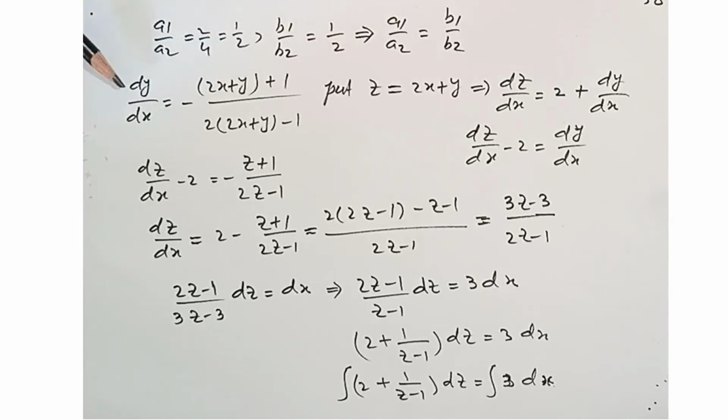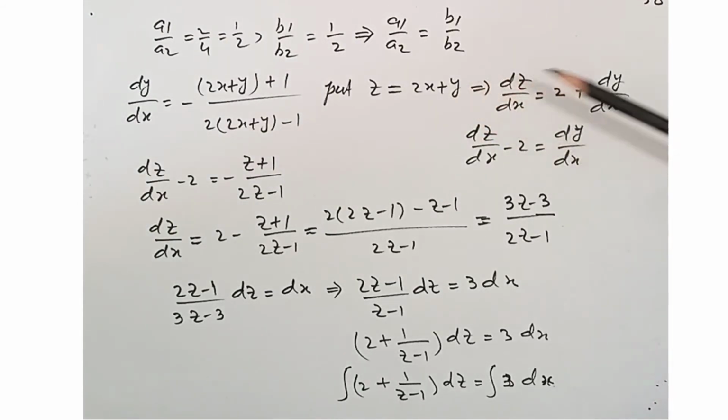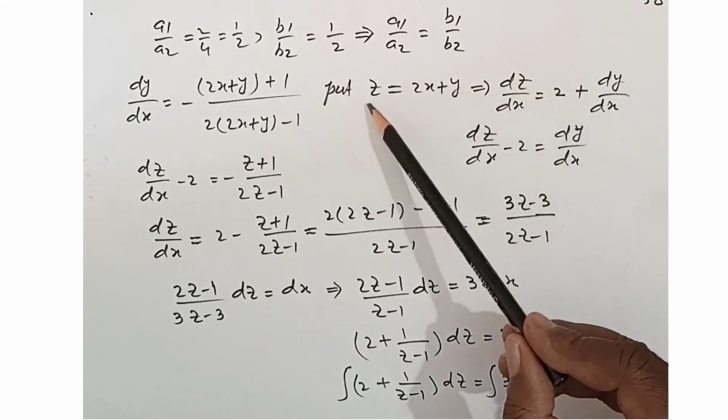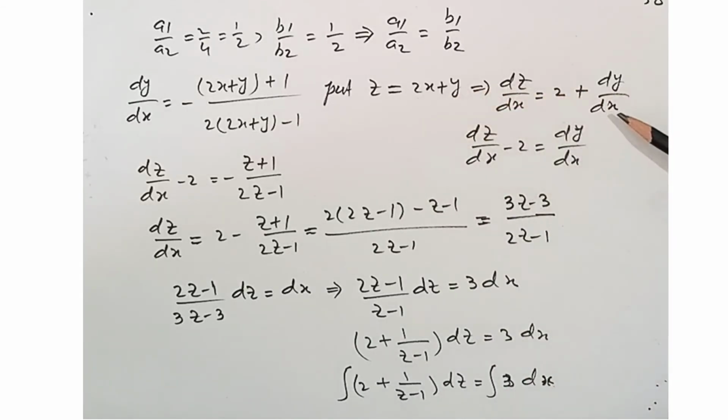dy by dx equal to minus (2x plus y plus 1) over 2 into (2x plus y minus 1). Now we put z equal to 2x plus y. So dz over dx, by differentiating this term with respect to x, dz by dx equal to 2 plus dy by dx. So in place of dy by dx we put dz by dx minus 2.